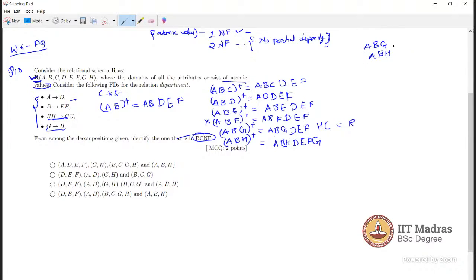And what are the prime attributes here? Prime attributes are A, B, G, and H, right? So ABG and ABH are my candidate keys, A, B, G, H are my prime attributes, and the remaining are my non-prime attributes. Now is this relation R in 2NF or not? How to check that? Yes, anyone?